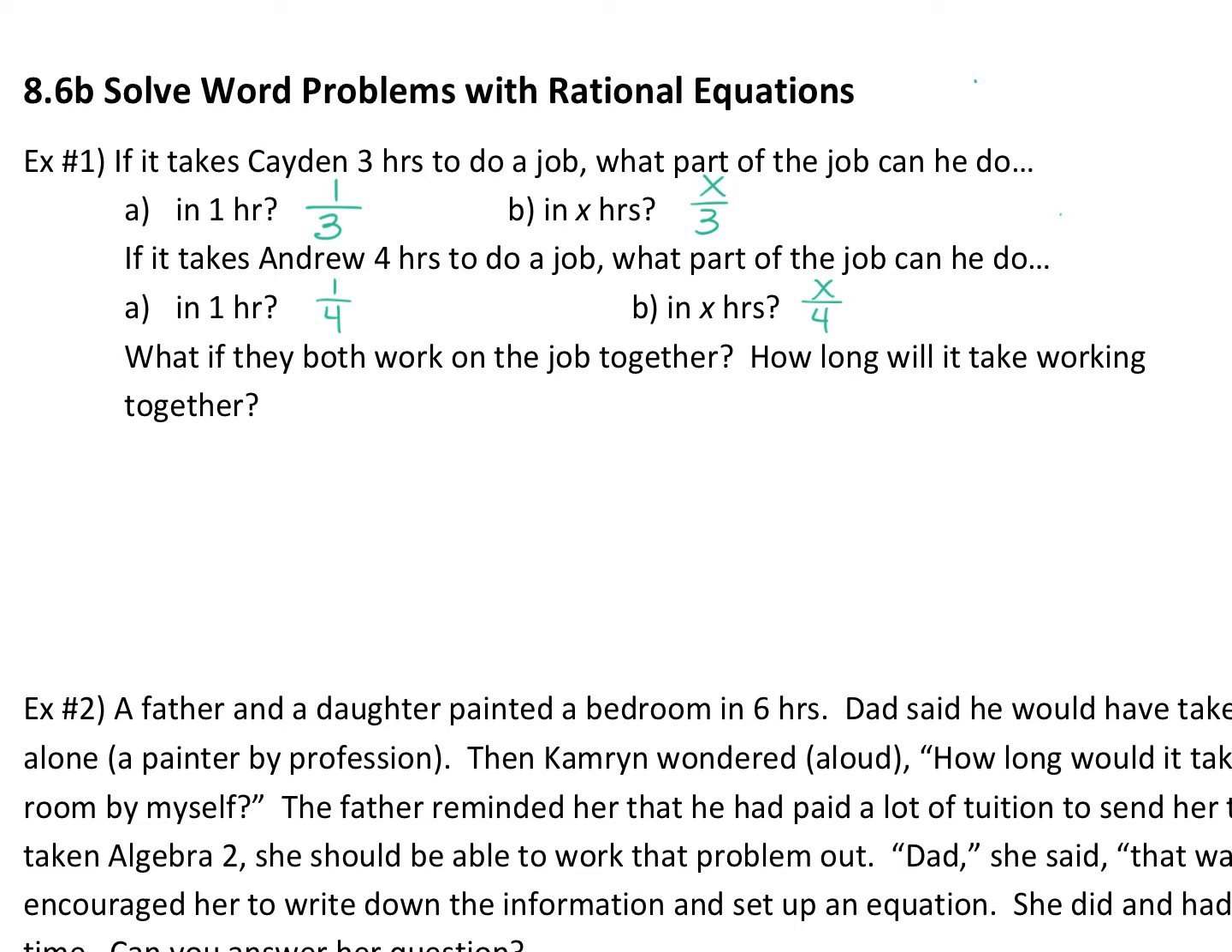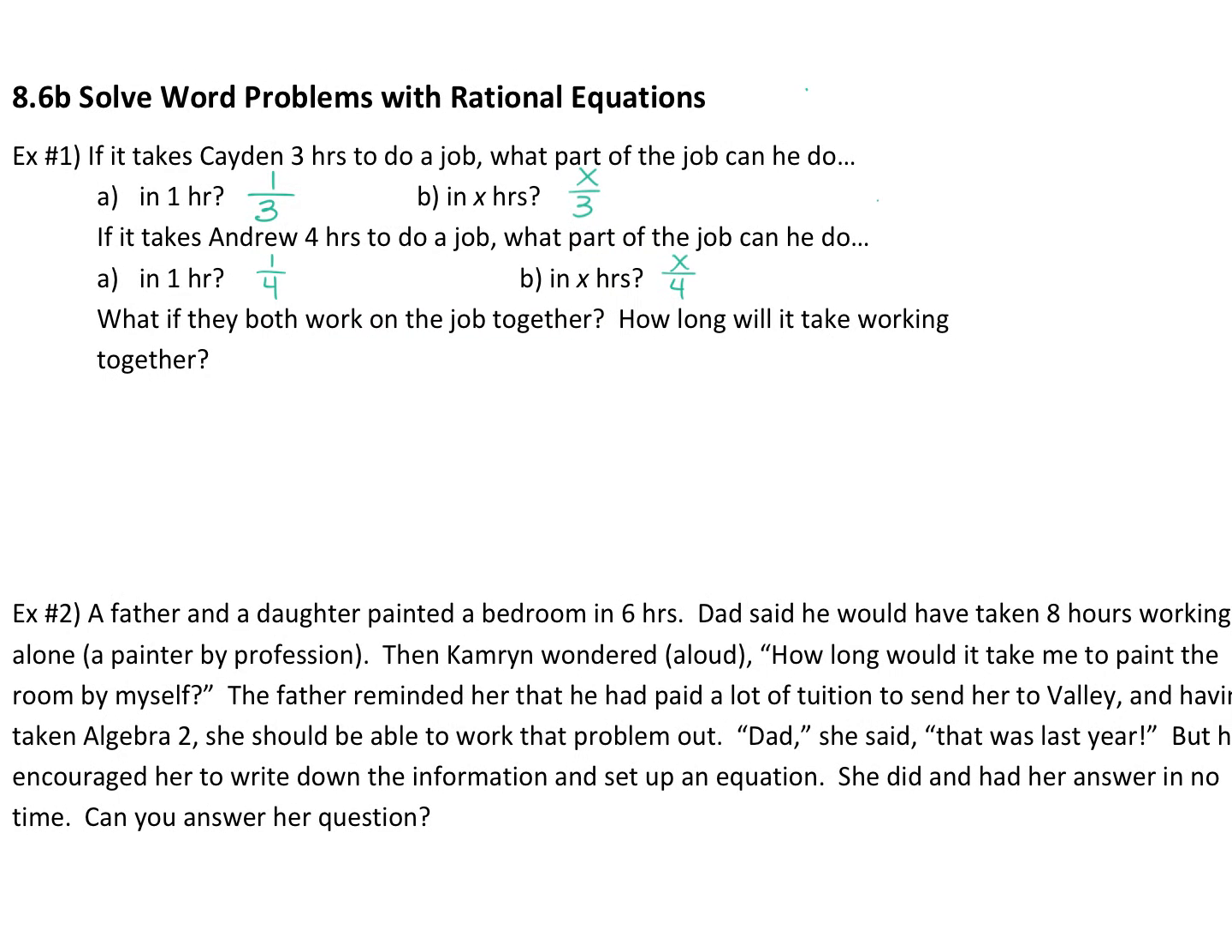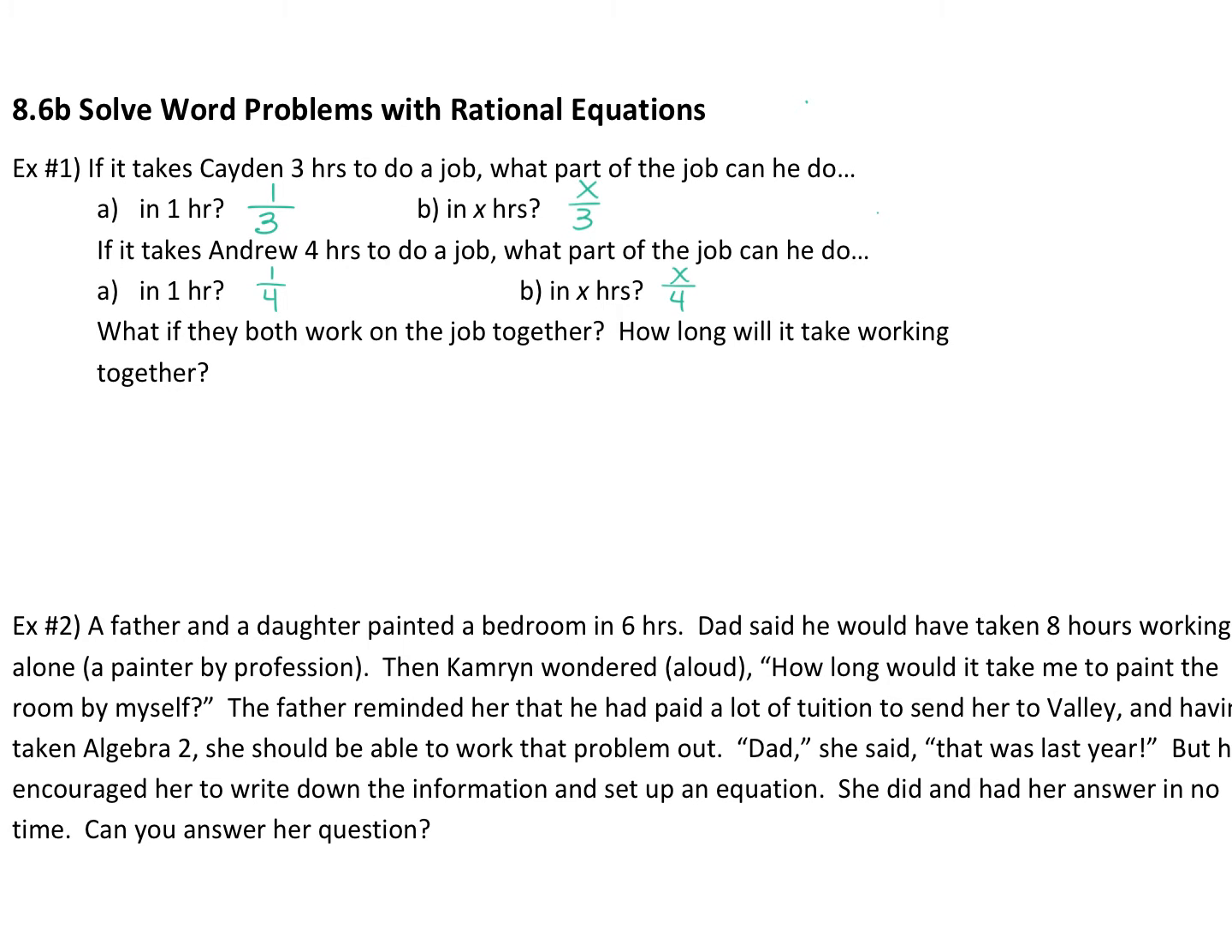Here's how it goes. It says, what if they both work on the job together? How long will it take working together? Now here's how I always set these up. I kind of set it up like a chart. We have Caden and we have Andrew. We know separately what they can do. What we don't know is together what they can do.